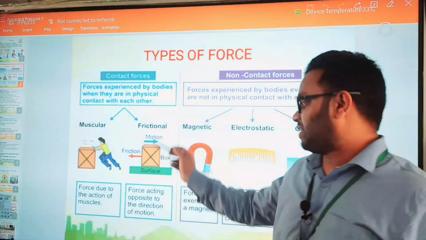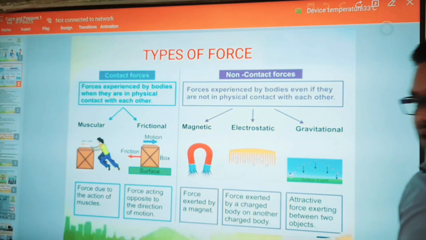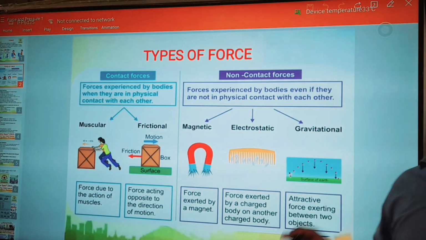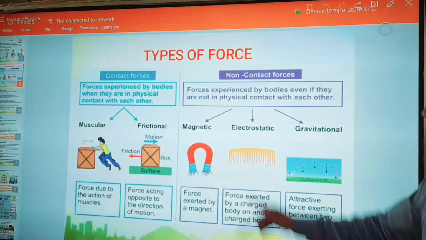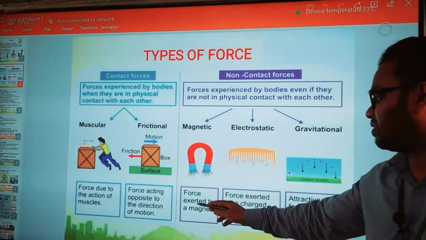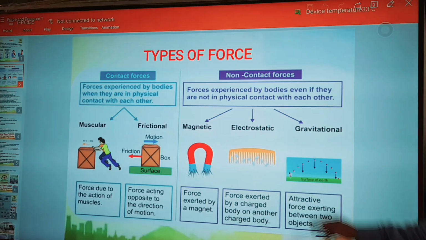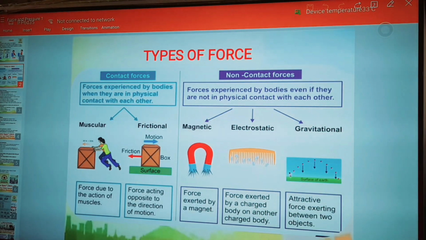Then frictional force, force acting opposite to the direction of motion. If something is moving, which force will act opposite to that moving object? That is called frictional force or friction. And next one is magnetic force, force exerted by a magnet. That is magnetic force. And then electrostatic force, force exerted by a charged body on another charged body. That is called electrostatic force.